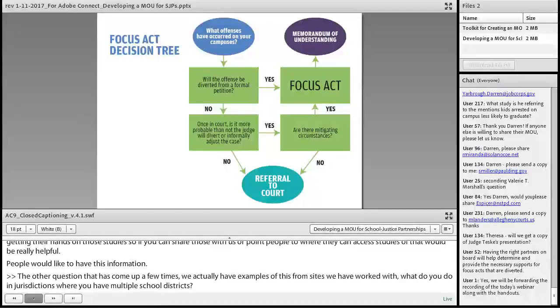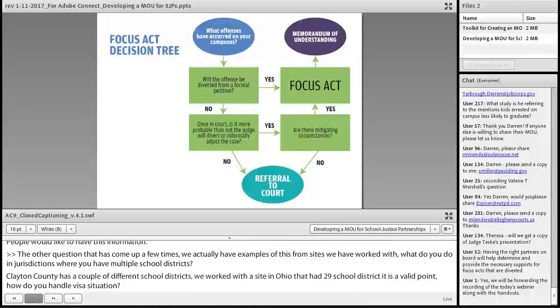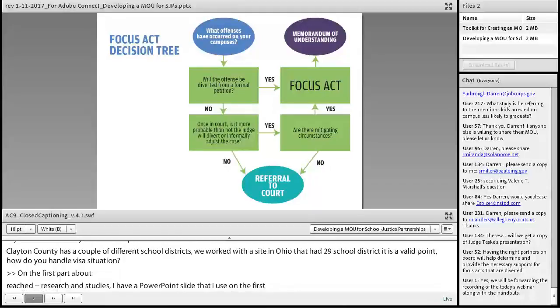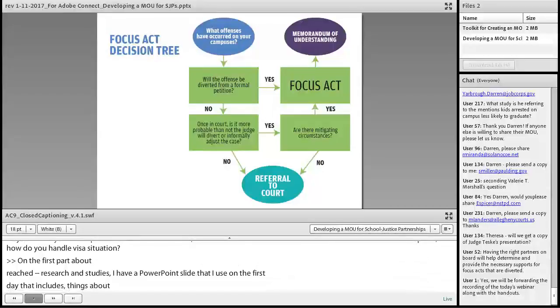Yes, that is a great question. Let me start with the first thing, about the research and the studies. It's a matter of logistics. I have a PowerPoint slide that I use on that first day in the morning that includes, for example, when I made mention of school climate, that if you increase it by whatever percentage, you'll have this much increase in attendance. I have that on a slide with all the credits and the source. Teresa, is that something I can send to you and you can get out?